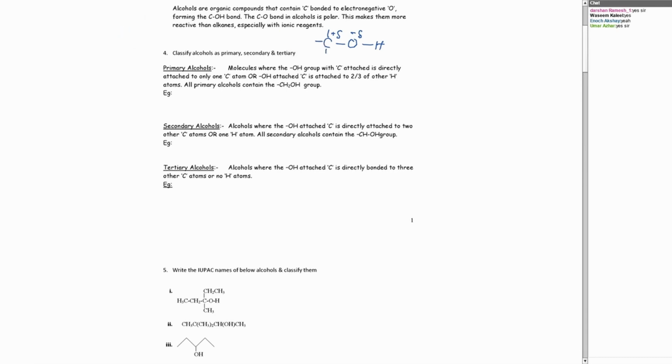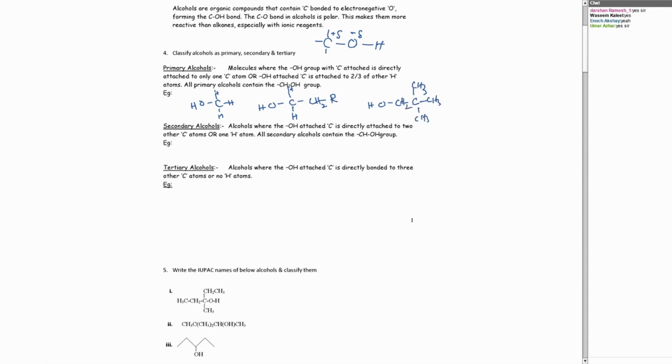To take primary alcohol, the OH-attached carbon is directly attached to 2 or 3 hydrogens, or to one single carbon. If the OH-attached carbon is attached to 2 or 3 hydrogens or directly attached to 1 carbon, it is a primary alcohol, right? That carbon can have any number of carbon atoms, or 2 or 3 hydrogen atoms, just like in haloalkanes. So even this is a primary alcohol.